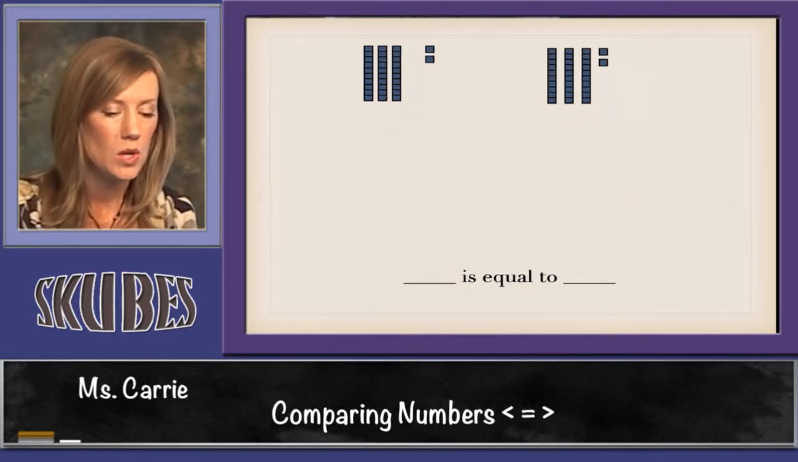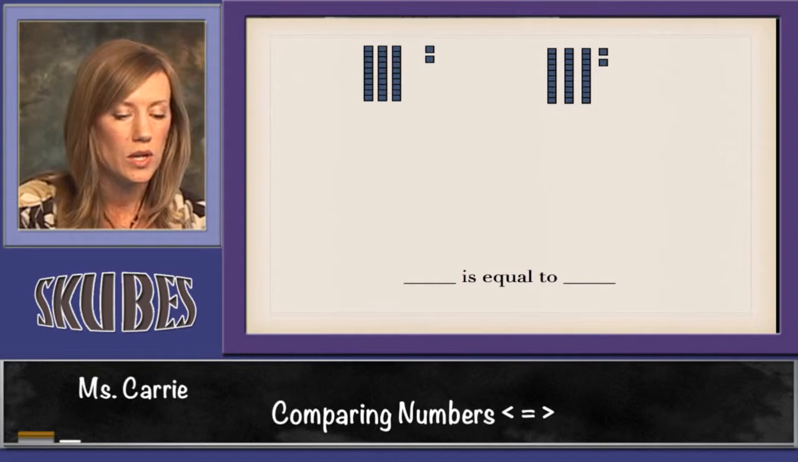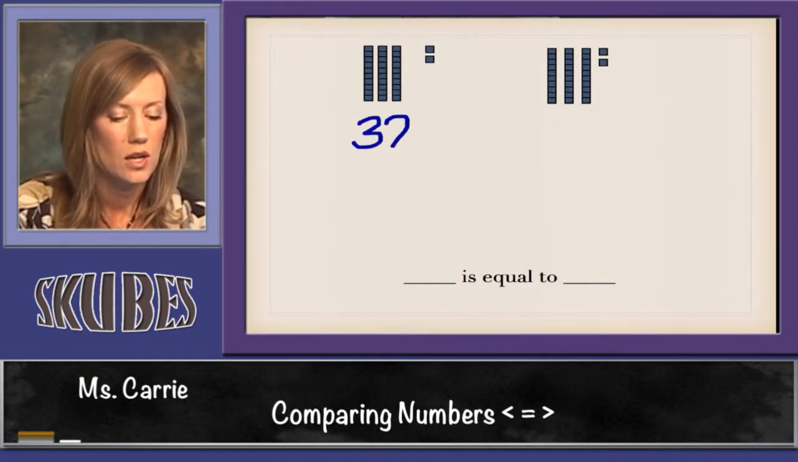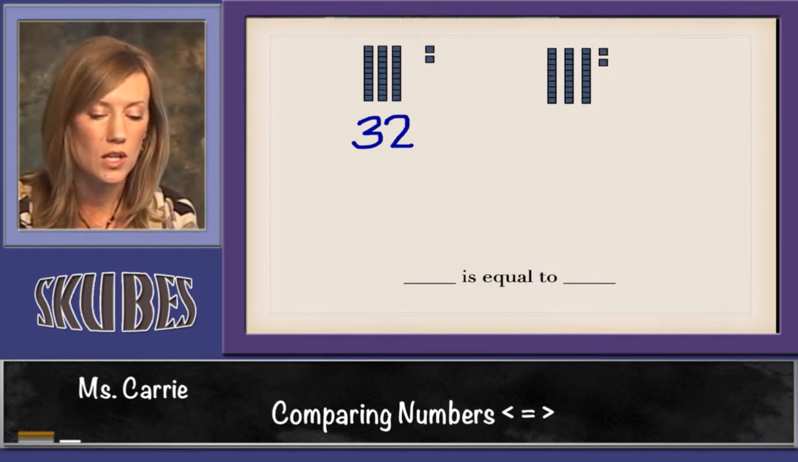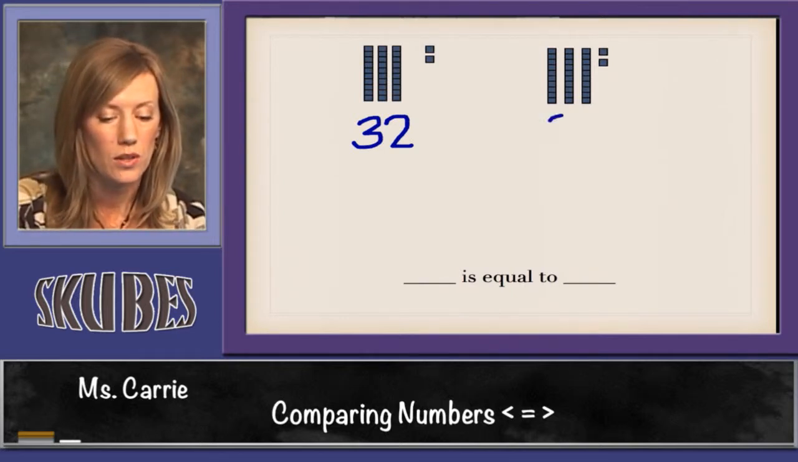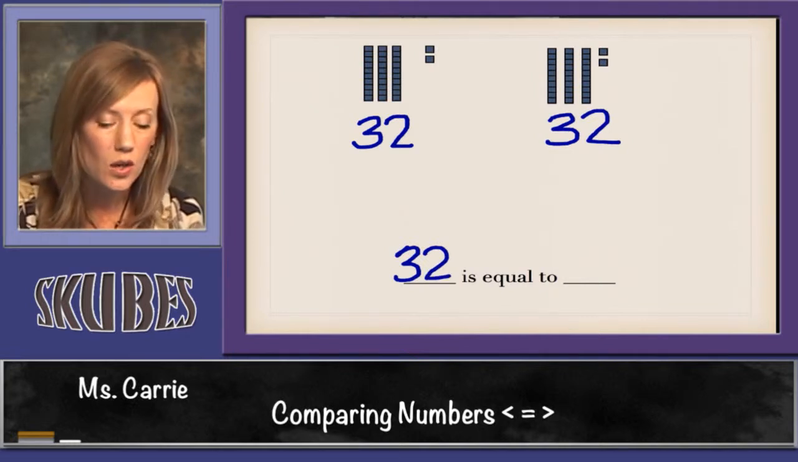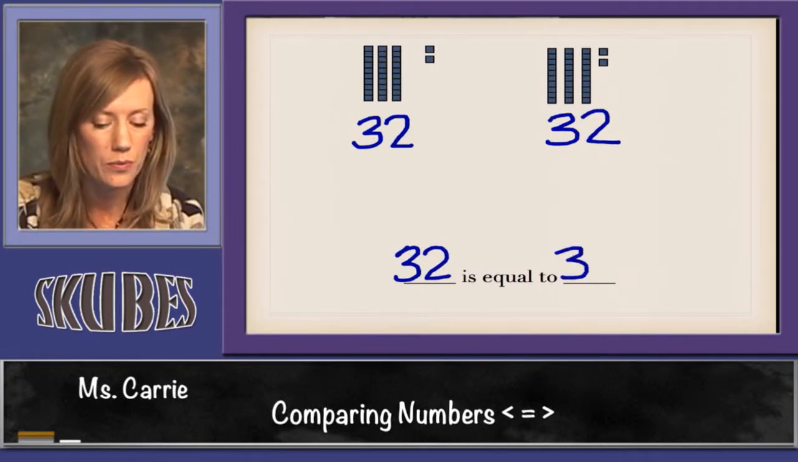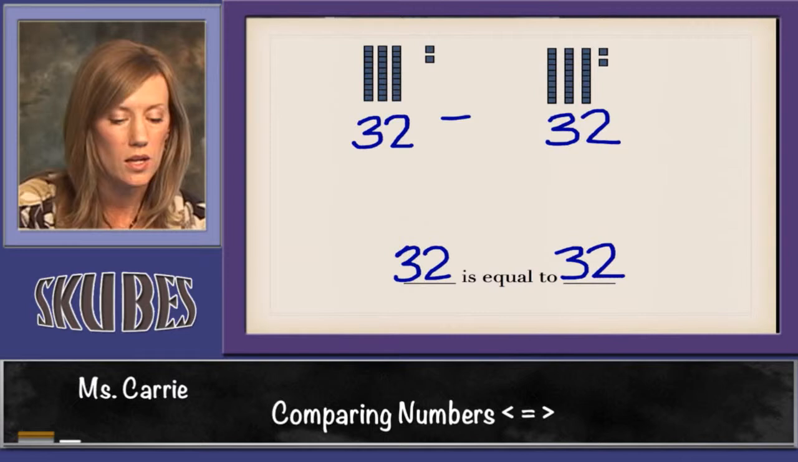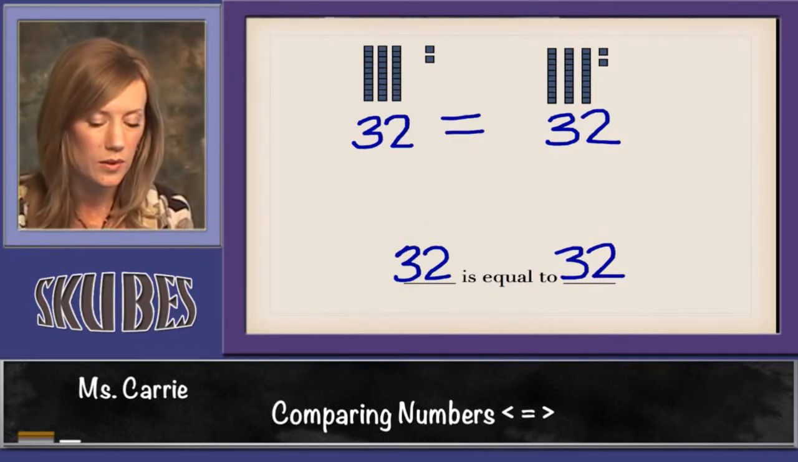Let's look at these numbers. Right here we have 10, 20, 30, 31, 32. And on this side we have 10, 20, 30, 31, 32. Those numbers are the same, so we would say 32 is equal to 32. And this is what our equal sign looks like.